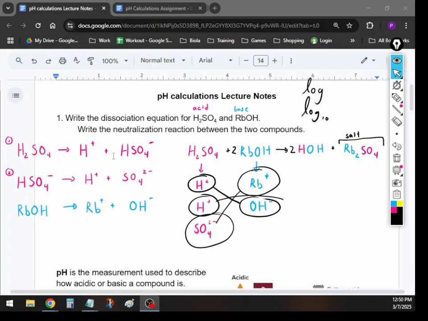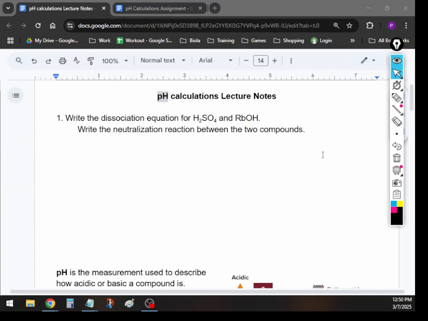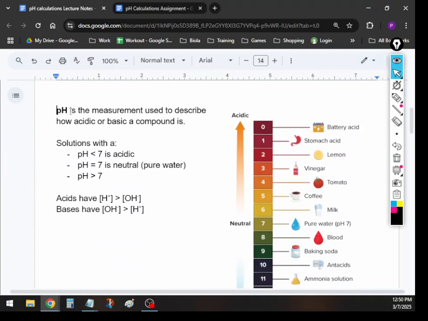All right, so today we're going to be learning about something called pH. You might have heard about this in your other science classes in the past, but I want you to write down what pH is. pH is a measurement used to describe how acidic or basic a solution is. So pH is basically how we measure how acidic something is or how basic something is. Just copy this down.